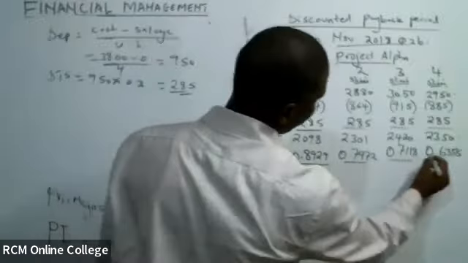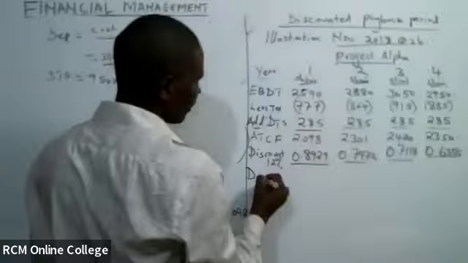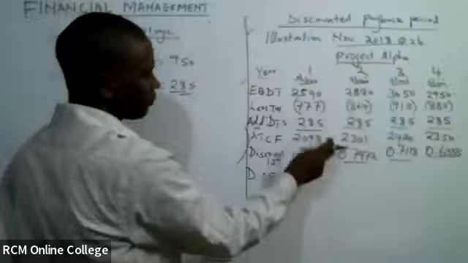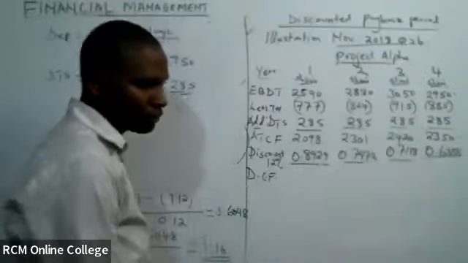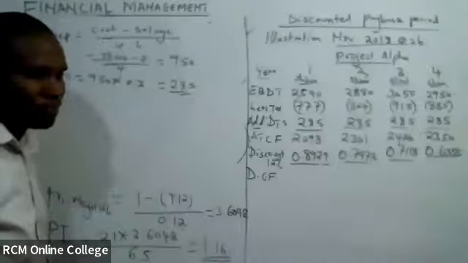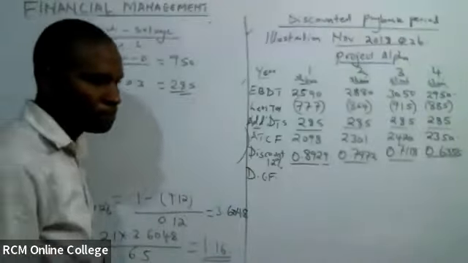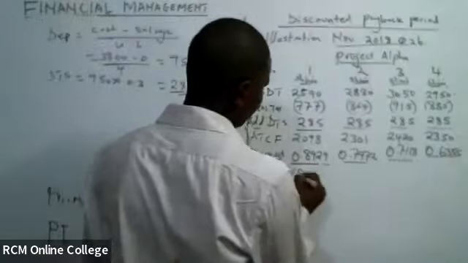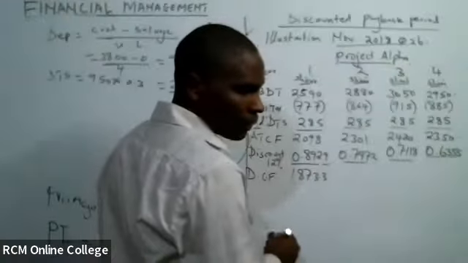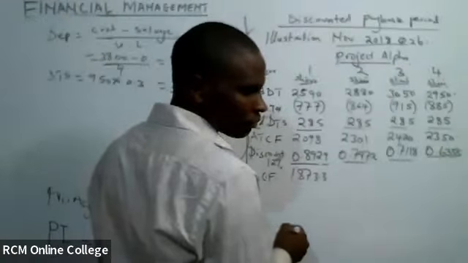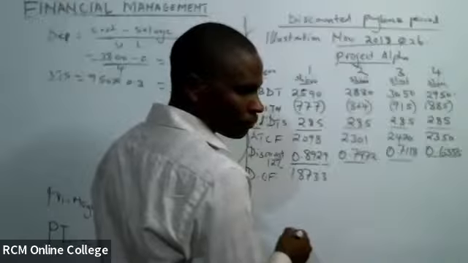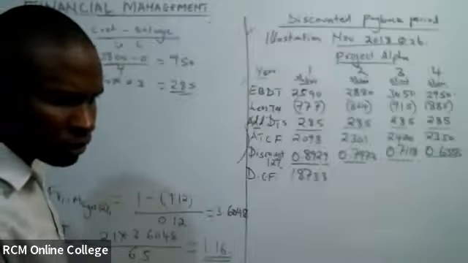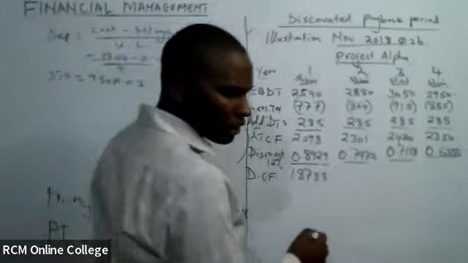So why can't we get the discounted cash flow? And that is what we want. Discounted cash flow for the first year, just multiply like that. Multiply. Ten to one decimal place, 1873.3. Okay, one decimal point. The next one. 1834.4.